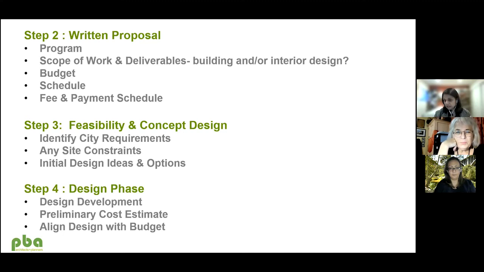And then the steps of the design phases include feasibility and concept design, which identifies what the city requirements are, any site constraints, any easements on the property, and initial design ideas and options. And then you go into the design phase where you're doing design development. As the architect or the designer is working through the design, they should be able to visualize your ideas in the 3D form that I just showed you. So that's a part of the design development process. And they should be able to help get a preliminary cost estimate.